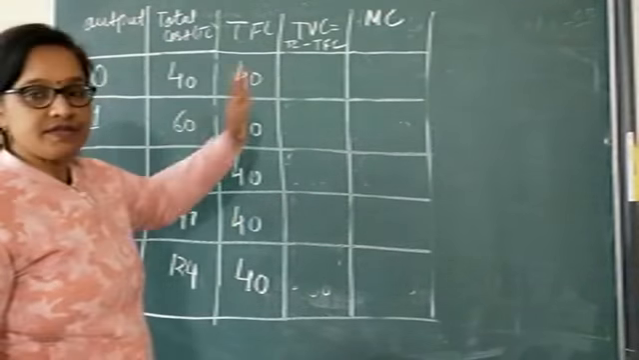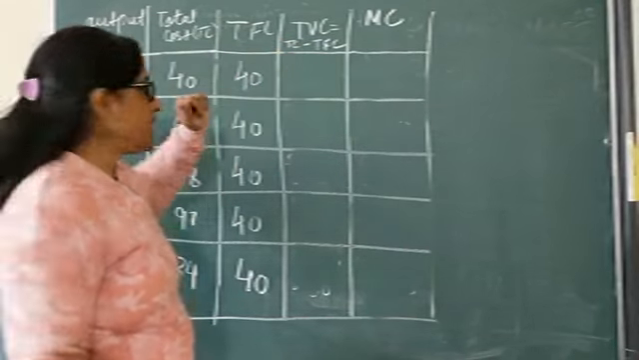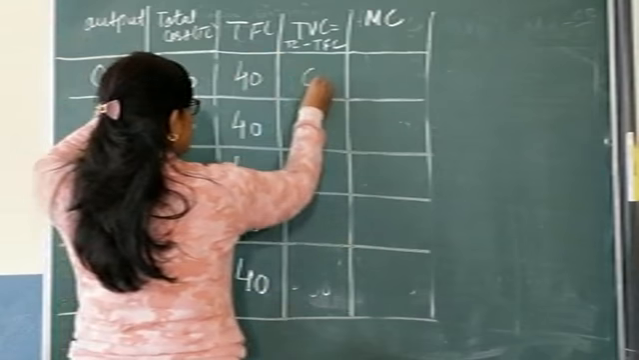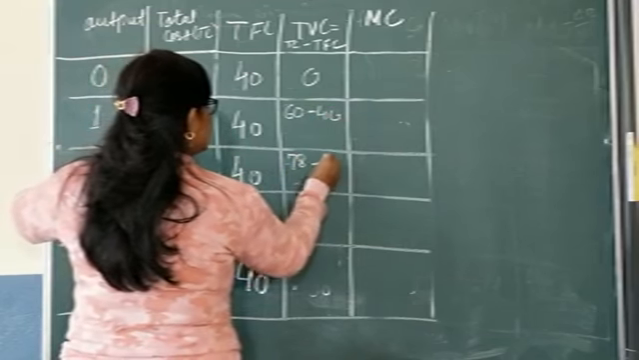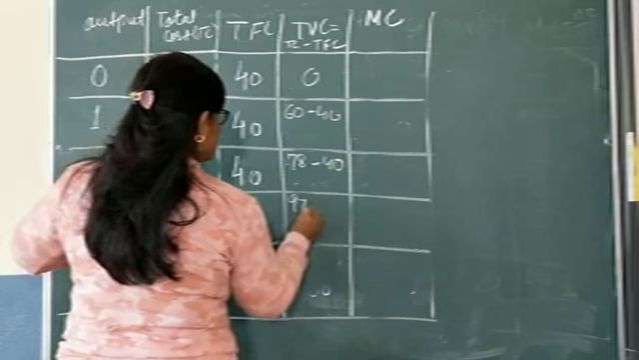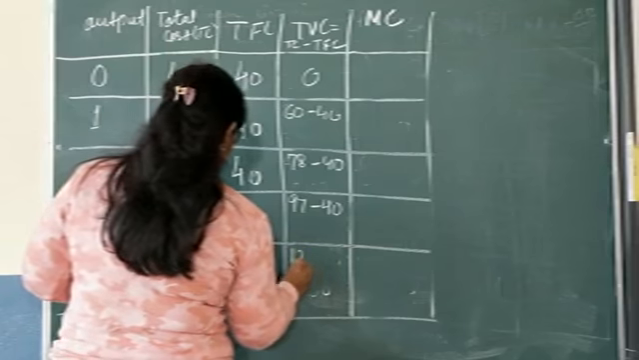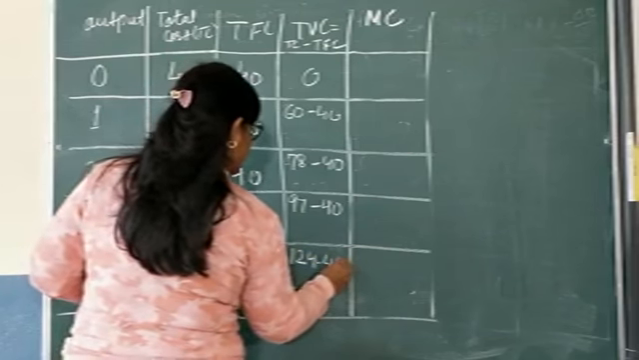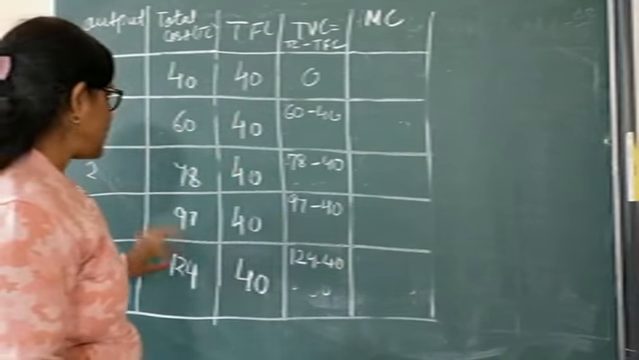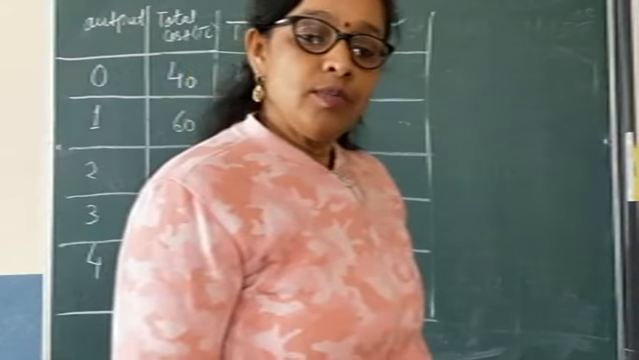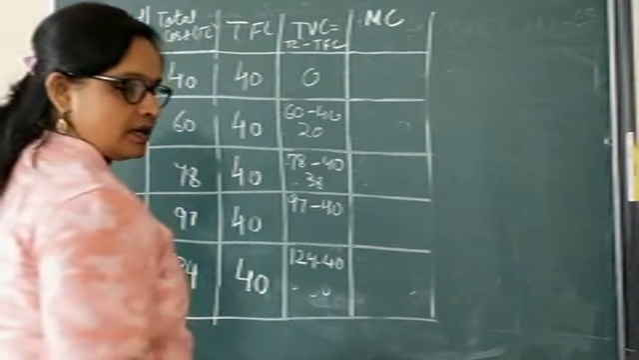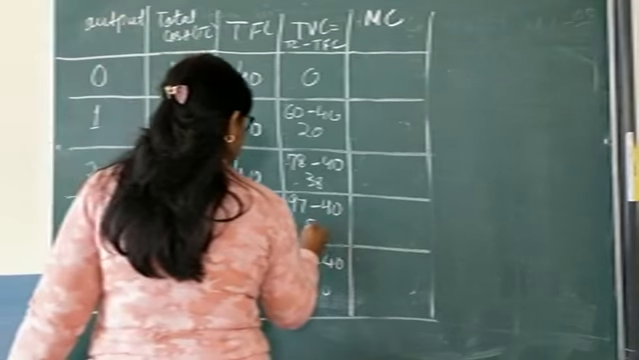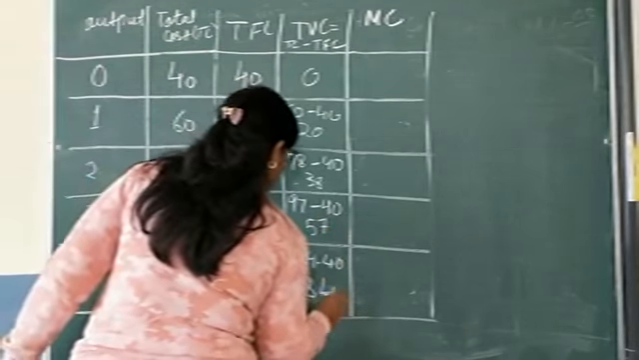Now, after this, we need to calculate TVC. What is TVC? TC minus TFC. So the first one will be 0, then 60 minus 40, then 78 minus 40, then 97 minus 40, then 124 minus 40. Is it clear to all of you? Okay. So what will be your TVC here? This one will be 20, 38, okay, and then 57 and 84 when you subtract.